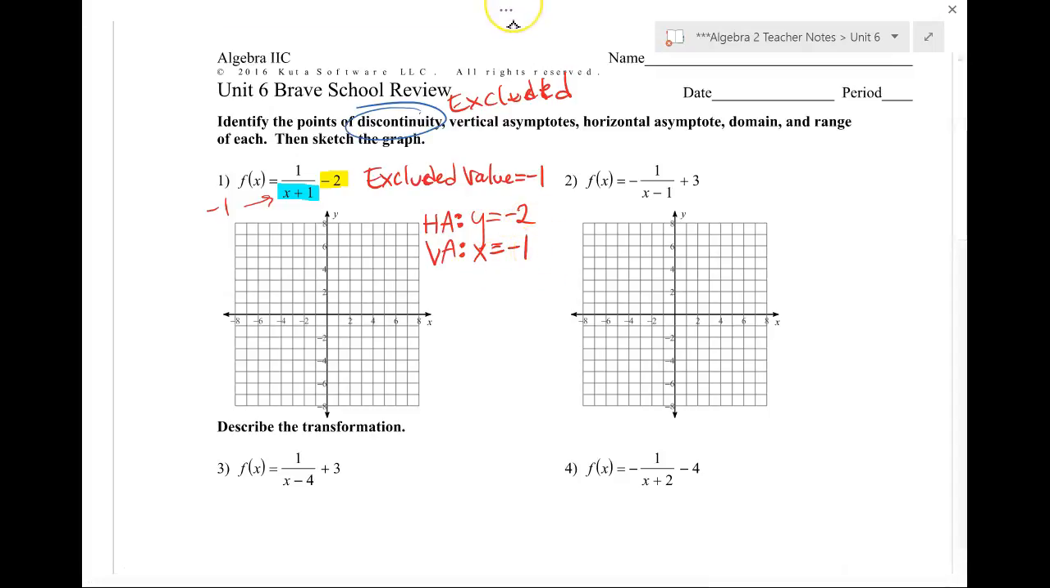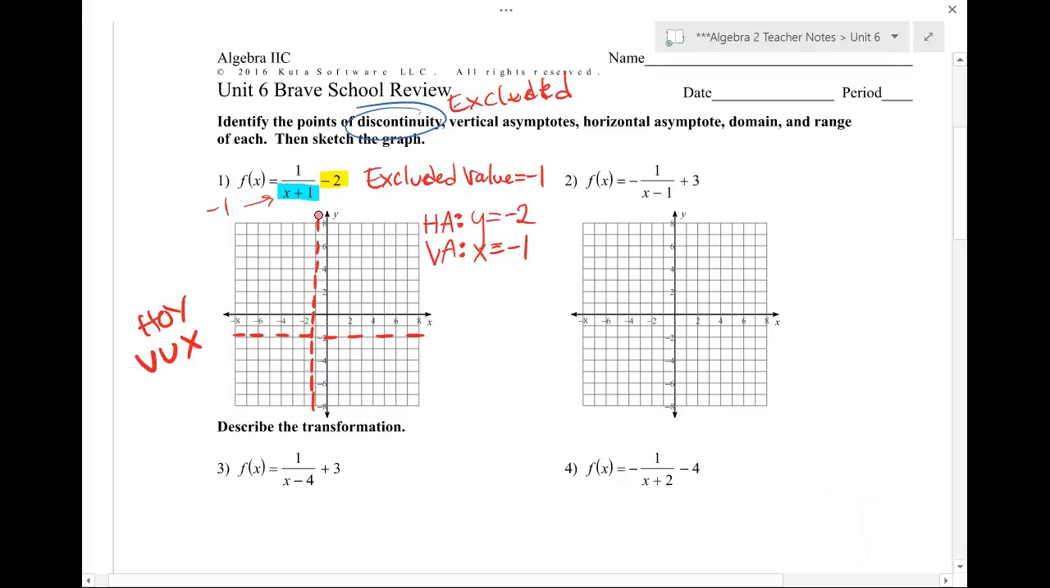So let's go ahead and graph those. Let's start with our horizontal asymptote. It's at y equals -2. And we know that y equals is HOY, meaning horizontal line, 0 slope, right here at -2. And now the vertical asymptote, which is VUX, which is vertical, the slope is undefined, and it's x equals -1.